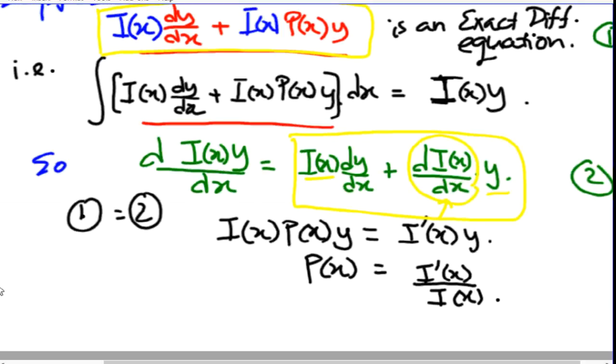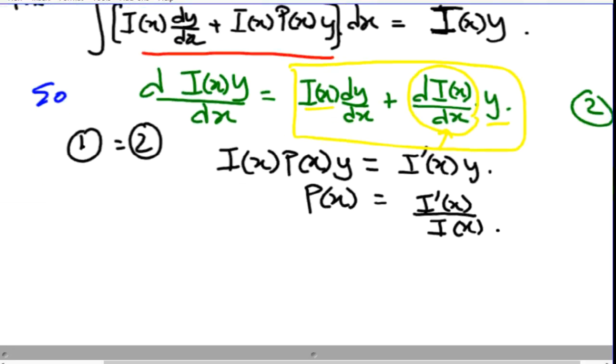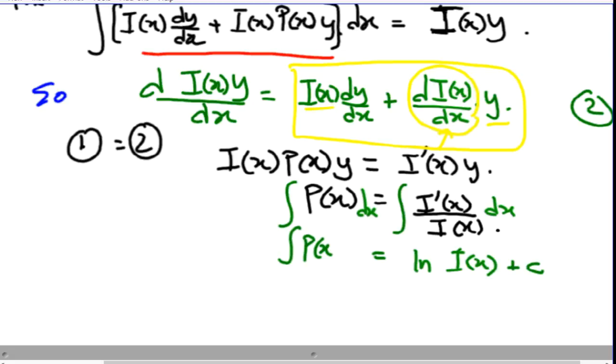Now, at this stage, you can find out what my integrating factor is. In order to find the integrating factor, I need to integrate both sides with respect to x. So the right-hand side just means that I'm going to get the natural log of I(x) plus c. And here is the integration of p(x) dx. Now, c can be anything, so it is customary to set the c here equal to 0, so that we ignore the c, all right?